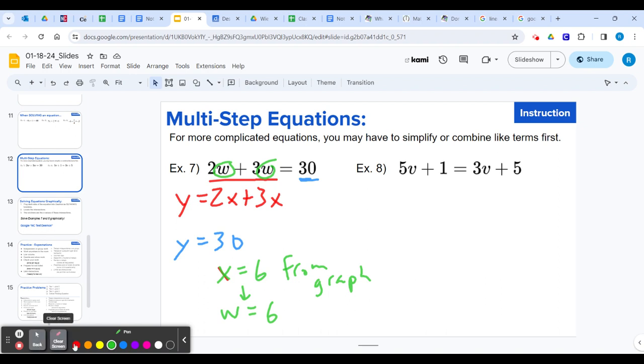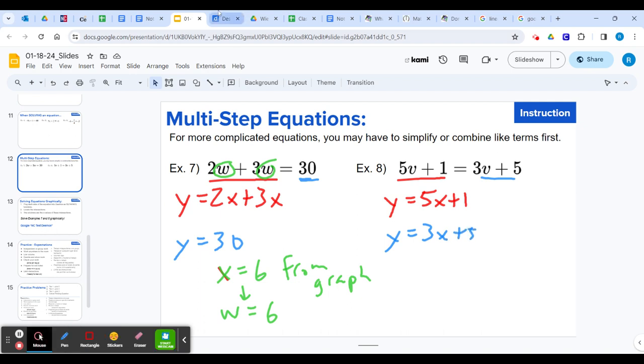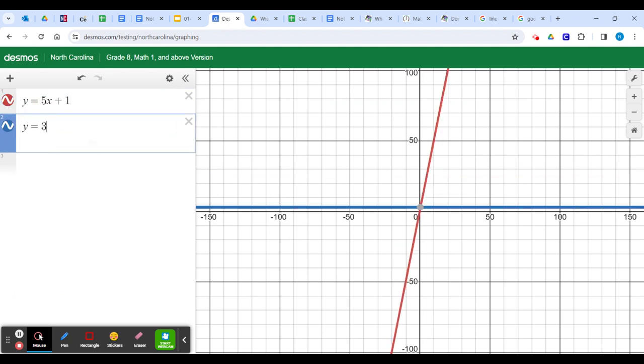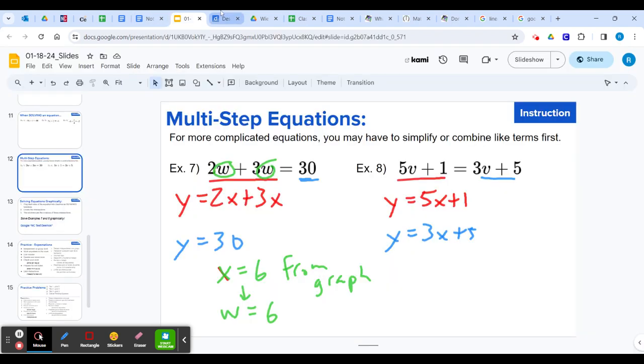Now, if we try that again with our example 8, now we have our red equation. We'll say y equals 5x plus 1. And let's call it our blue equation, y equals 3x plus 5. Okay, we'll go into Desmos. We'll graph these two things, y equals 5x plus 1. And I believe it was 3x plus 5. Let me double check that.